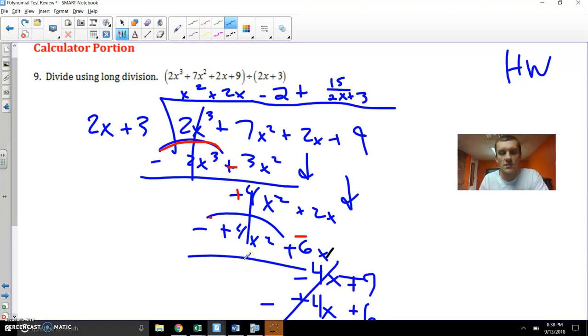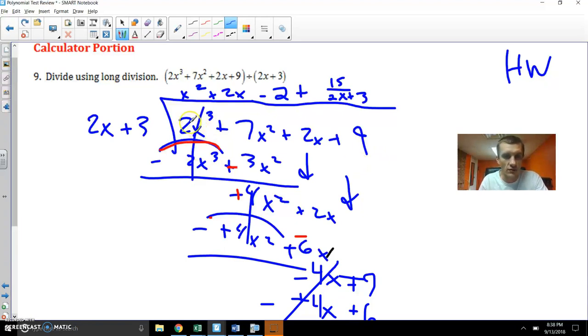What's up, Algebra 2? So I was going to show you the answers for the homework tonight that I assigned before our test tomorrow. When you do this whole process, you should have gotten x squared plus 2x minus 2 plus 15 back over the original divider of 2x plus 3.